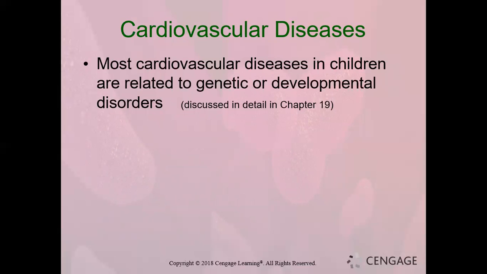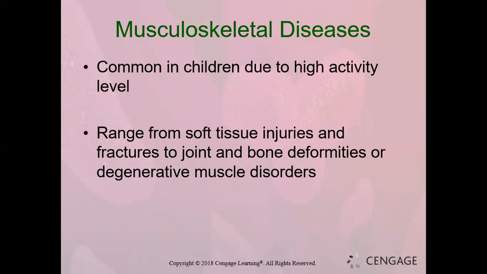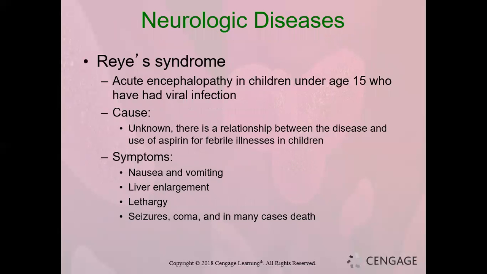Most cardiovascular diseases in children are related to genetic or developmental disorders that we talked about in the previous chapter. Musculoskeletal diseases are common in children due to high activity levels and range from soft tissue injuries, fractures, deformities, degenerative muscle disorders. Reye's syndrome is an acute encephalopathy in children under the age of 15 who have a viral infection.